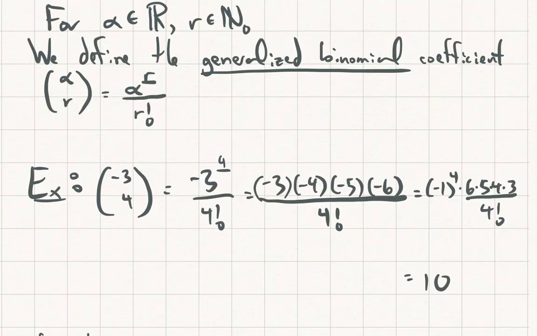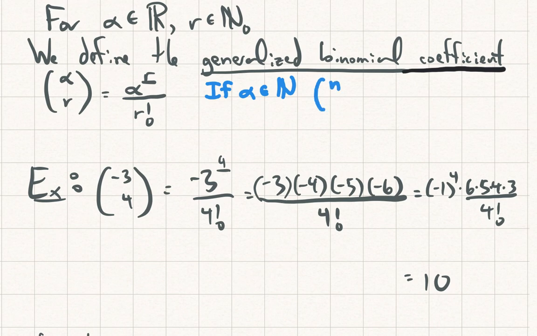And the whole point of defining this falling factorial is to define a generalized binomial coefficient here. So we want to define alpha choose r, where alpha, rather than being a whole number, is any real number we like. And we're going to define it as the falling factorial, alpha falling factorial r, over r factorial. And remember that if alpha is indeed a natural number, then these definitions coincide.